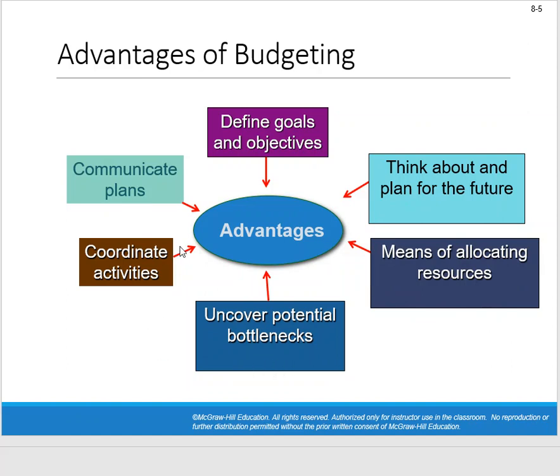It should help us better coordinate our activities throughout the organization so we're all on the same page of achieving that goal, and also help us communicate those plans throughout the organization. So we can have a plan of we want to achieve $1 million in sales, but to individuals in their various different departments, that might mean different things. So the budget is a way of communicating that and laying it out numerically for people throughout the organization to see.